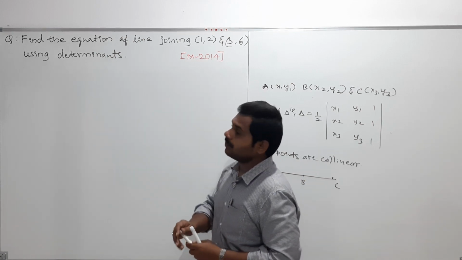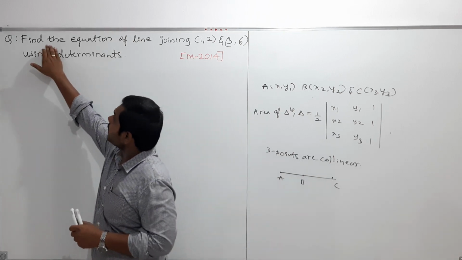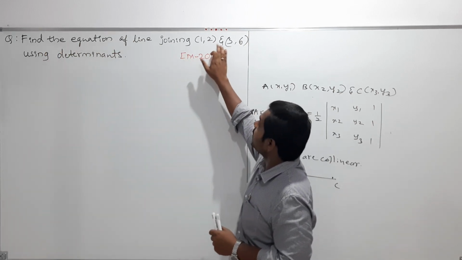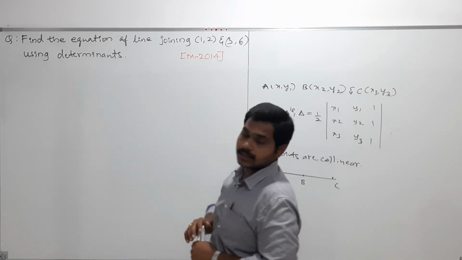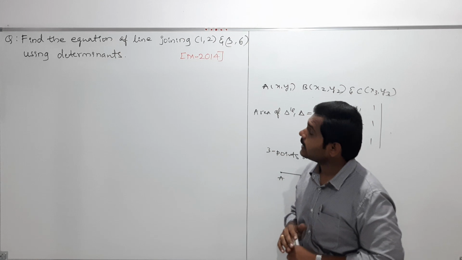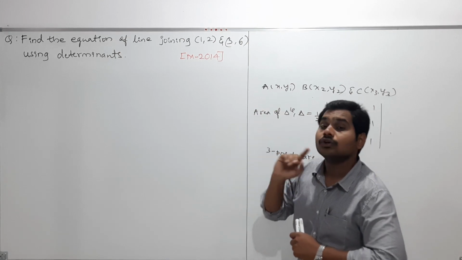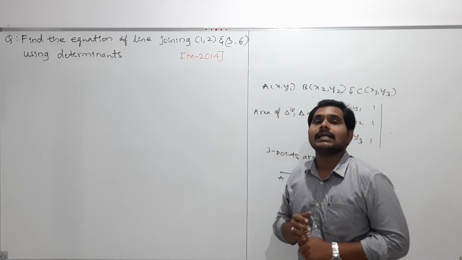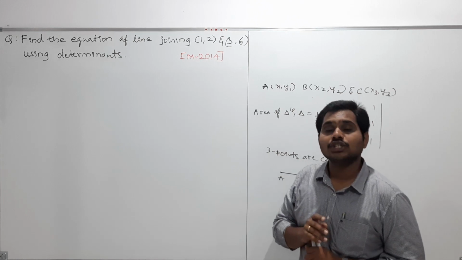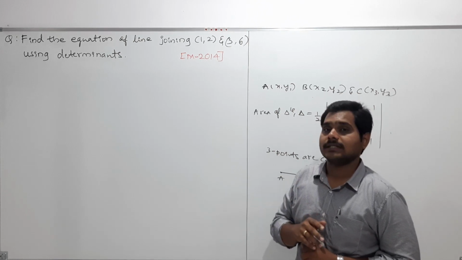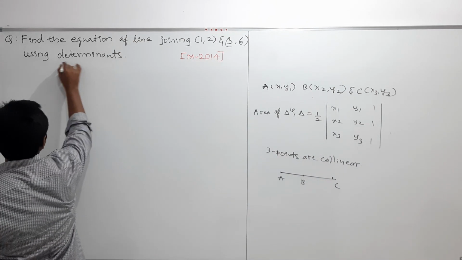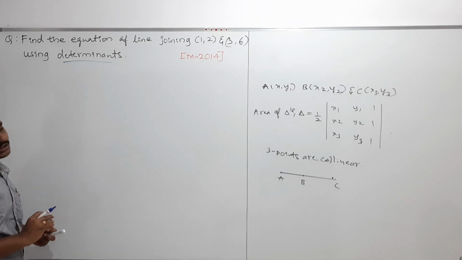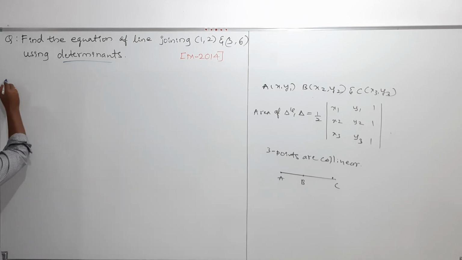Now I am going to discuss the question. What is the question given to you? Find the equation of the line joining 1, 2 and 3, 6 using determinants. So, my students, you should find the equation of this line using determinants. In the earlier classes we discussed how to find the equation of the line by using 2 points, but here they have asked us to find it by using determinants. For that reason, I use the concept of collinearity.